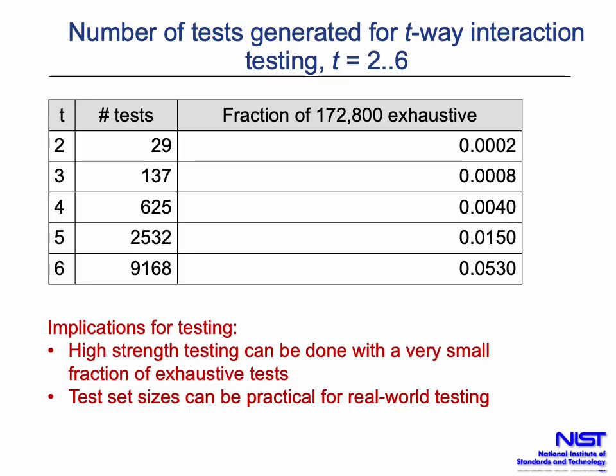So if we look at the number of tests required to cover different interaction strengths, for 2-way combinations, 3-way, 4-way, 5-way, 6-way, we see the results in this table. There are very small numbers of tests required to cover 5-way combinations. For example, a little over 1% of the exhaustive set covers all 5-way combinations, which is very strong testing. So we can do high-strength testing with a very small fraction of the exhaustive tests. And this, again, is shown to be very practical for real-world testing.